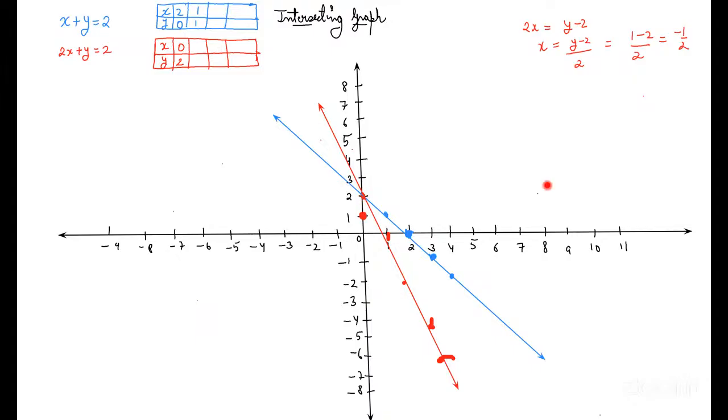Why? Because 0, comma 2, if you put it in this equation, what will you get? If you put 0, comma 2 in the first equation, LHS equals RHS. And if you put it here also, 0 plus 2, 2 equals 2. So 0, comma 2 is the solution of this equation.